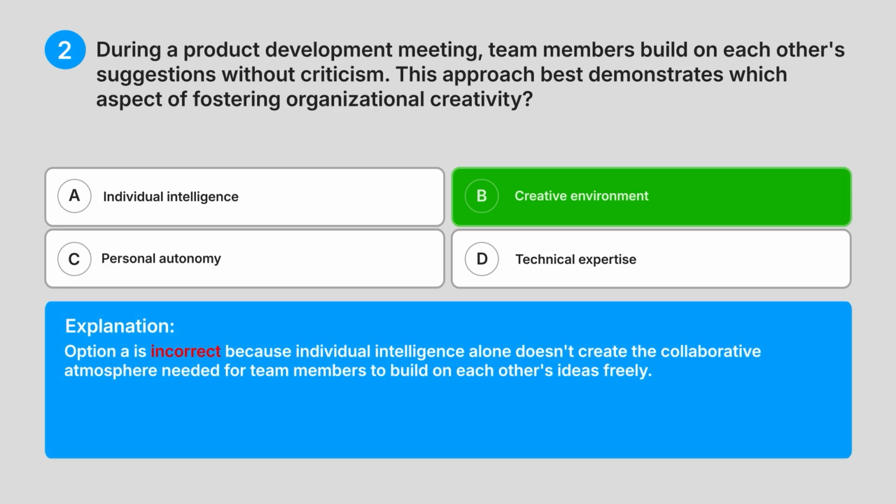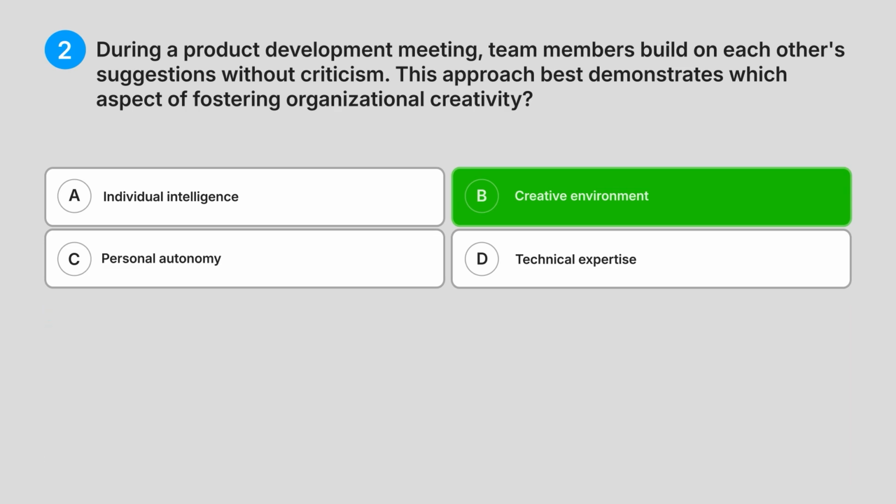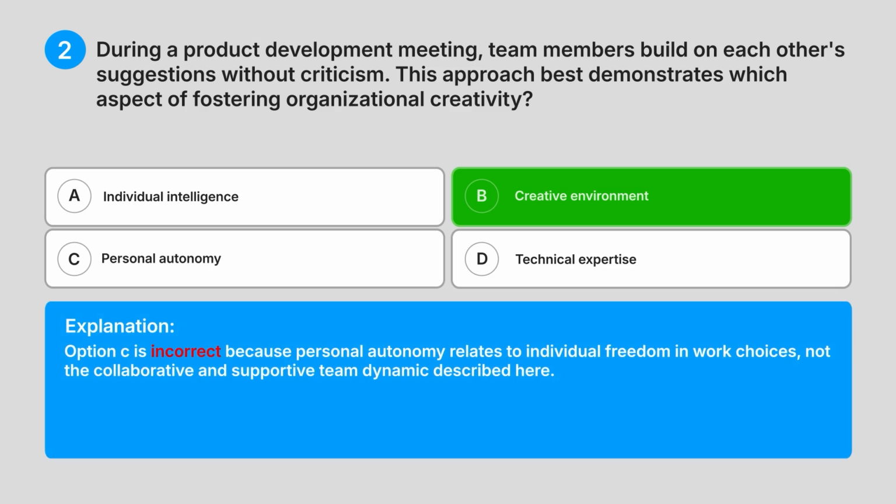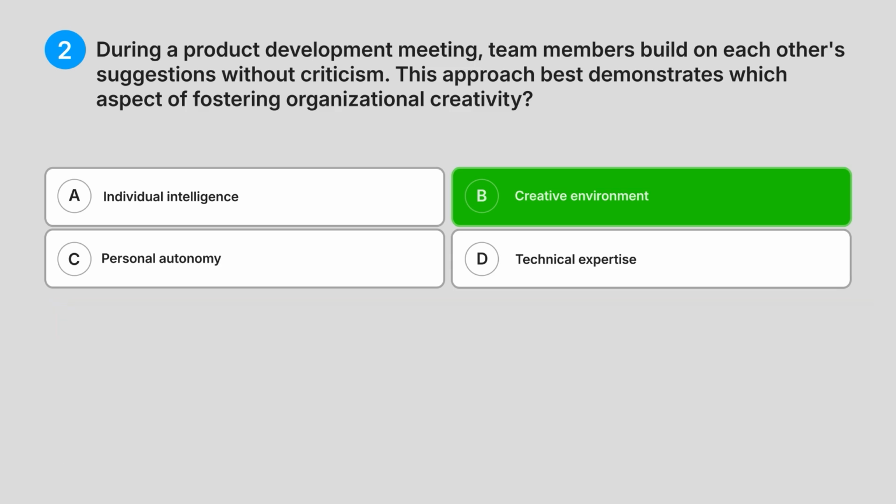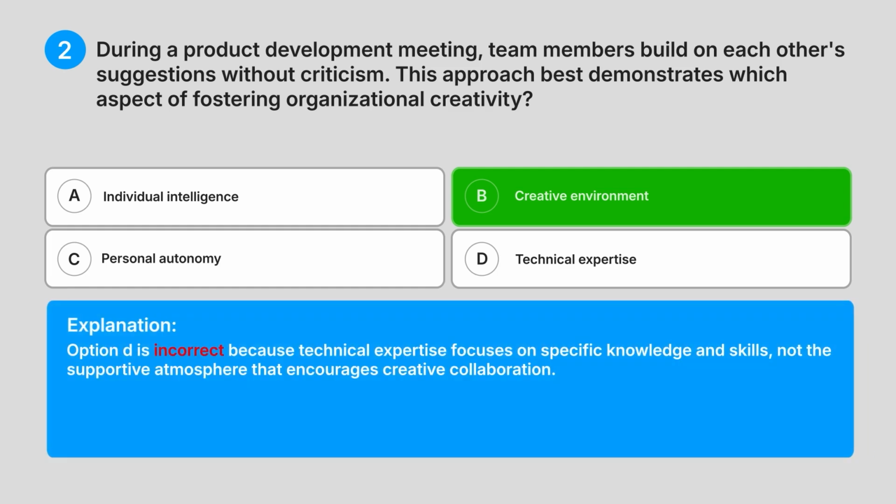Option A is incorrect because individual intelligence alone doesn't create the collaborative atmosphere needed for team members to build on each other's ideas freely. Option C is incorrect because personal autonomy relates to individual freedom in work choices, not the collaborative and supportive team dynamic described here. Option D is incorrect because technical expertise focuses on specific knowledge and skills, not the supportive atmosphere that encourages creative collaboration.